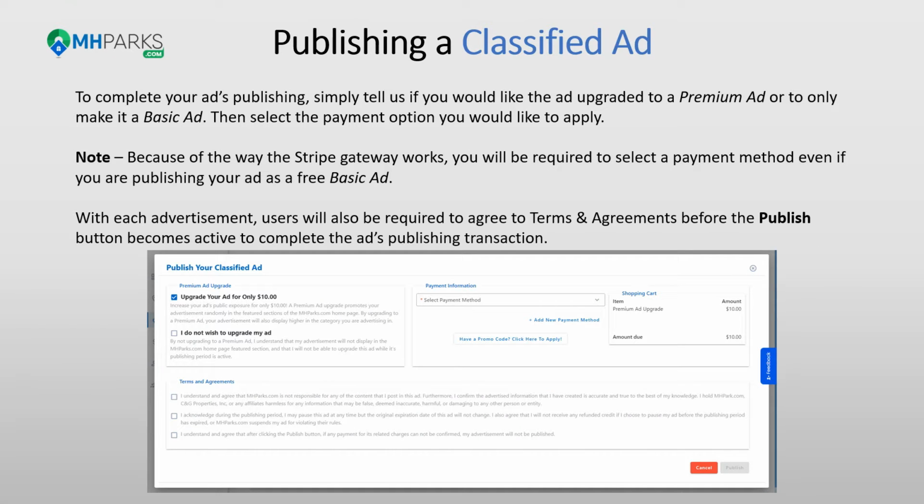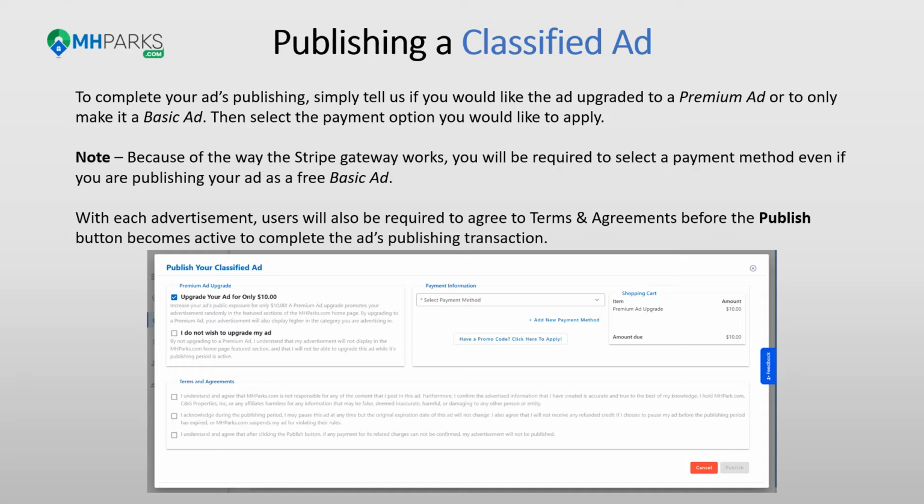So to complete your ad's publishing, you just need to supply us a little bit of information by letting us first know whether you want the ad upgraded to a premium ad, or if you want to just leave it as a basic ad, where again with classified ads, there is no charge to the ad provided it's a basic ad. When you do upgrade to a premium ad, we have a $10 fee, which is pretty reasonable to get a little more focus on your advertisement.